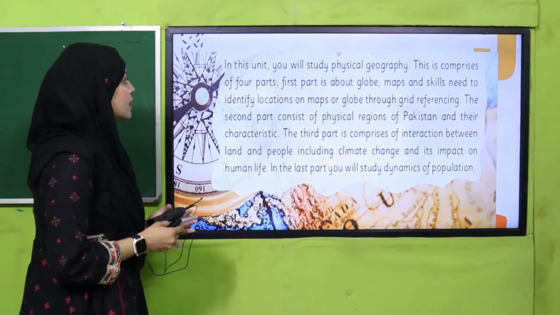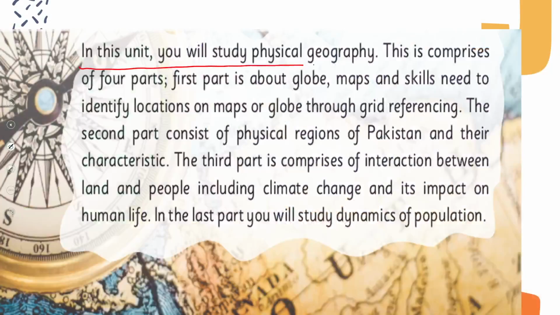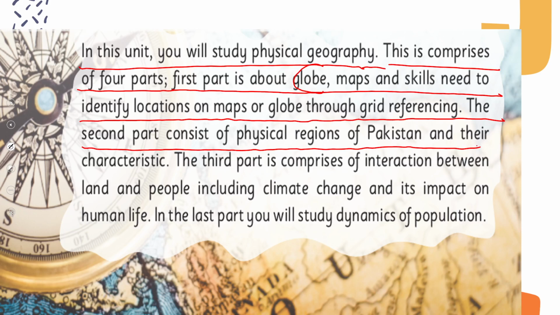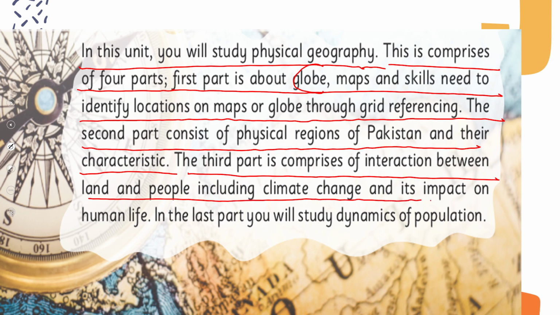So my dear students, in this unit you will study physical geography. This comprises 4 parts. First part is about globe, maps and skills, needed to identify locations on maps or globe through grid referencing. The second part consists of physical regions of Pakistan and their characteristics. The third part comprises interaction between land and people, including climate change and its impact on human life. In the last part, you will study dynamics of population.